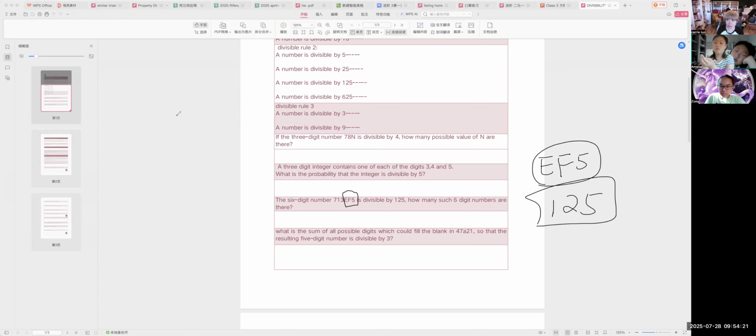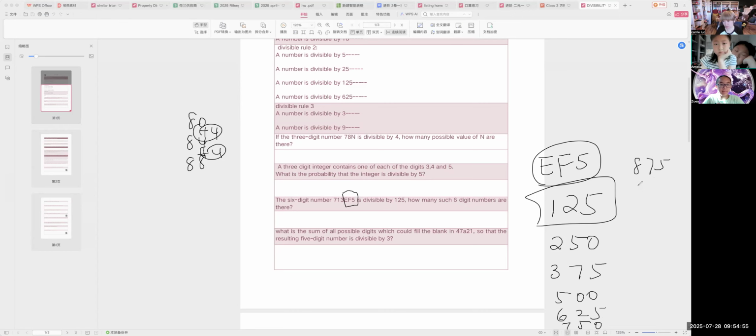Did you notice that if we have a number which is, for instance, divisible by 4, so we can have 80, 84, and 88. Every time we add a what? Add a number, right? So the easiest one is every time we add 125, so it's 250 and 375 and 500 and 625 and 750 and 875 and 1000.